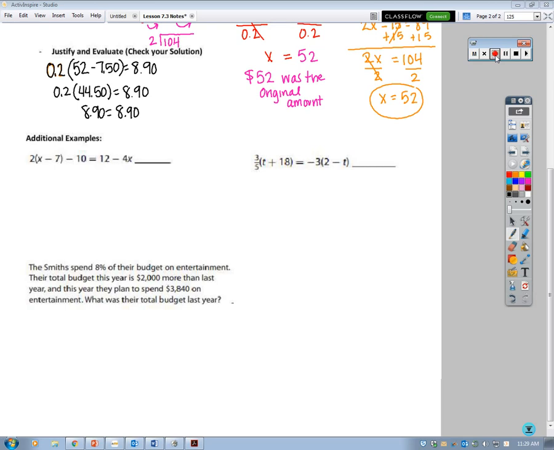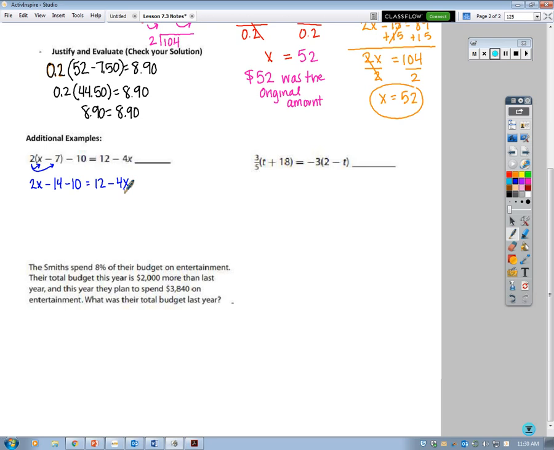So we're going to go ahead and start here with our first example, which is 2 times the quantity of x minus 7 minus 10 equals 12 minus 4x. And so first thing we're going to do is use our distributive property. So we're going to distribute that 2 inside our parentheses with each term. So 2 times x is 2x minus 2 times 7 is 14. Minus 10 equals 12 minus 4x, because I didn't change any of that.